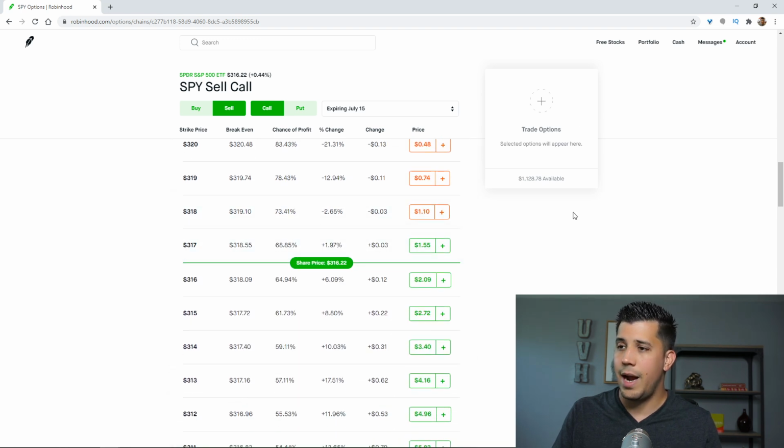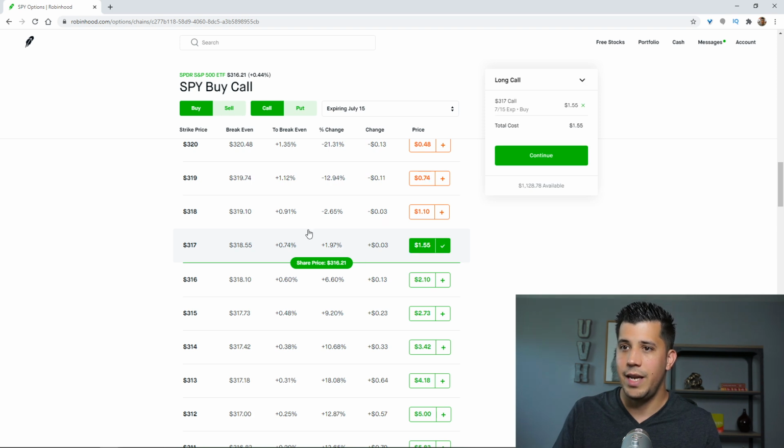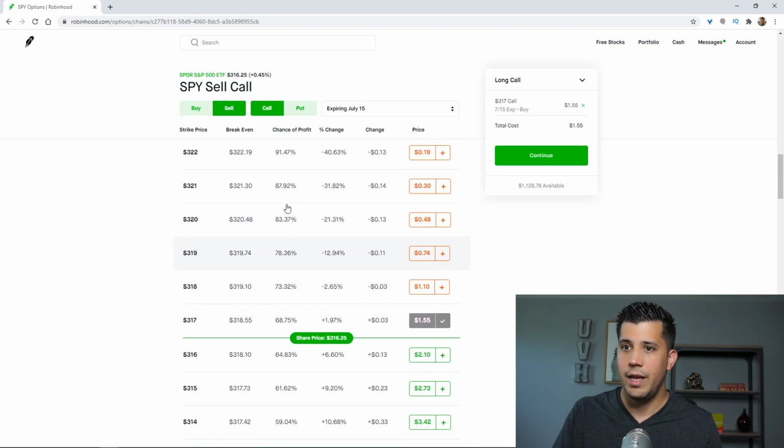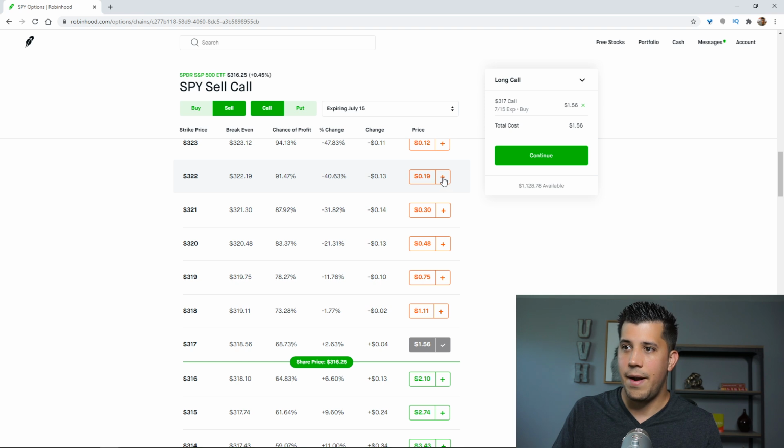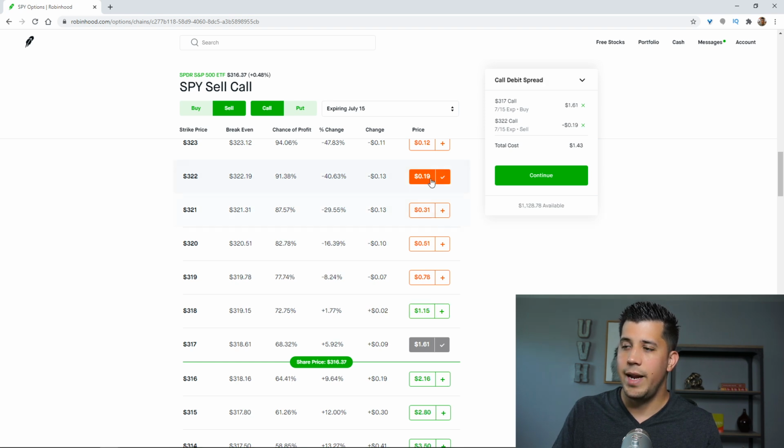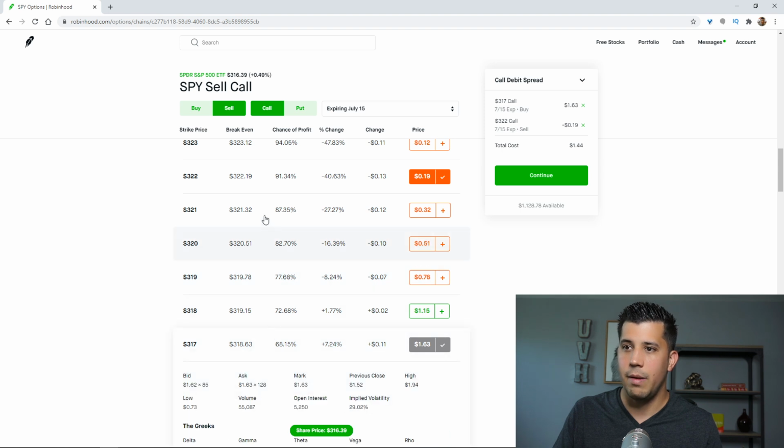Do you want to buy a debit spread like that and be $9, or do you want to have maybe a little bit wider range? So let's say I bought this. Let me buy the 317 and sell, let's go $5 wide, sell this call right here. So now I'm risking $1.43, but you're like, oh, I don't know, how much is that going to be?